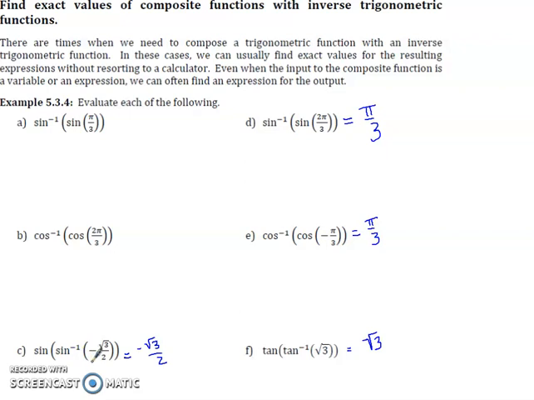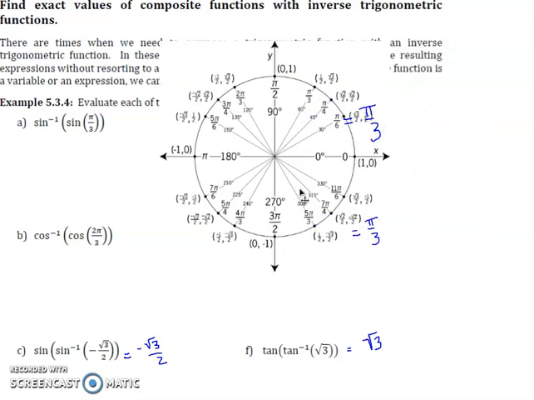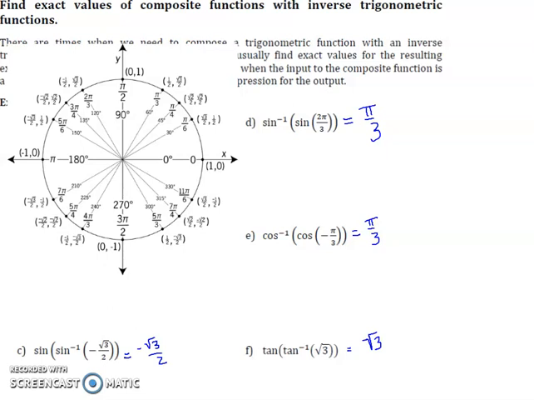For C, we want to find the angle that gives us the sine ratio of negative square root 3 over 2. I'm going to go ahead and bring up a unit circle for us to refer to. So looking for the angle that gives us a sine value of negative square root 3 over 2, I see that that sine value occurs in the third quadrant. I have an angle of 4 pi over 3, and it also occurs in the fourth quadrant. I have an angle of 5 pi over 3.